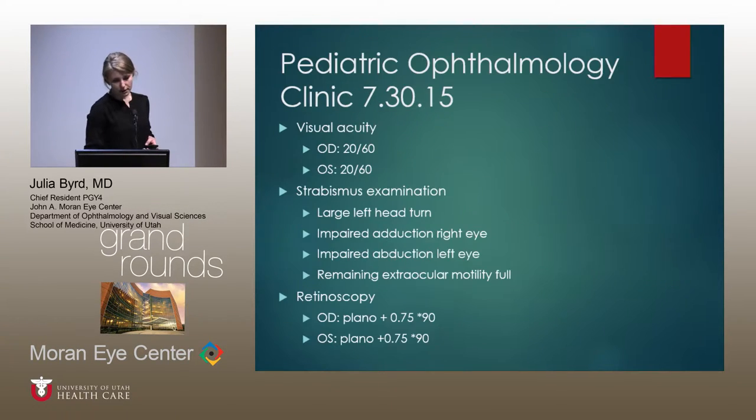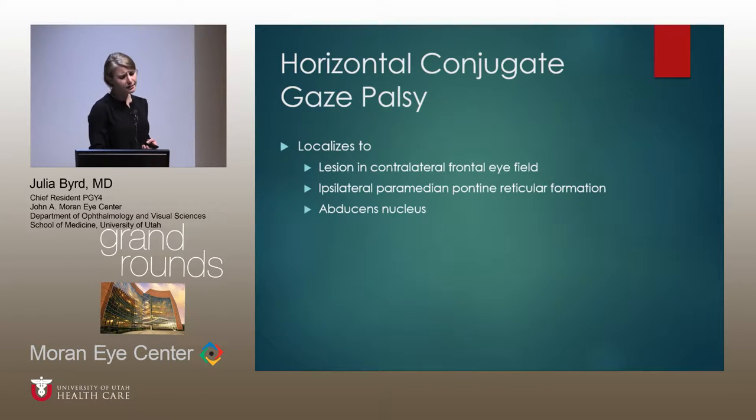When she was seen, her visual acuity was 20/60. Her strabismus exam was significant for a large left head turn. She had impaired adduction in the right eye and impaired abduction in the left eye, so kind of a left conjugate gaze palsy. But the rest of her extraocular motility was full. She was ortho in primary gaze, no large refractive error. The remainder of her dilated exam and slit lamp exam was normal.